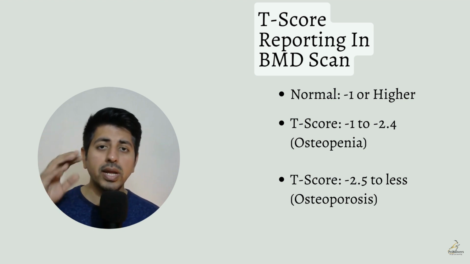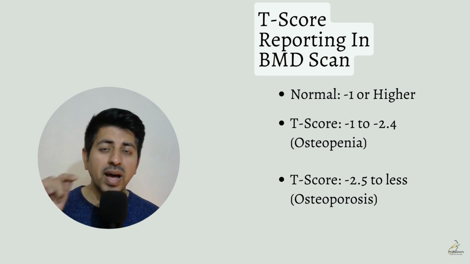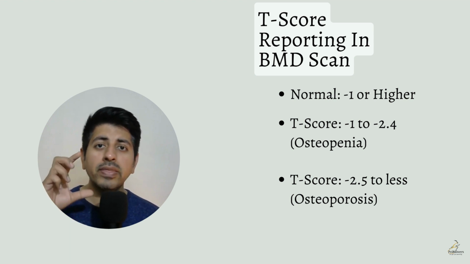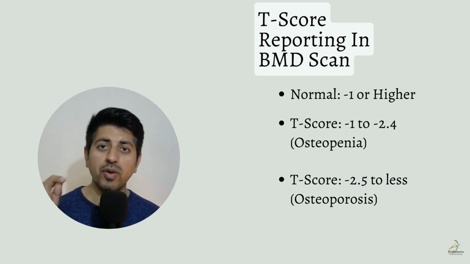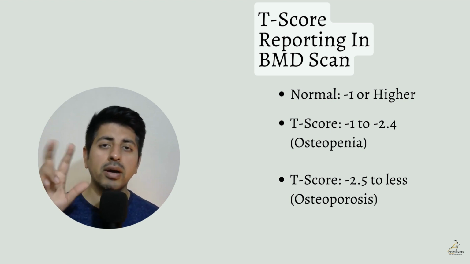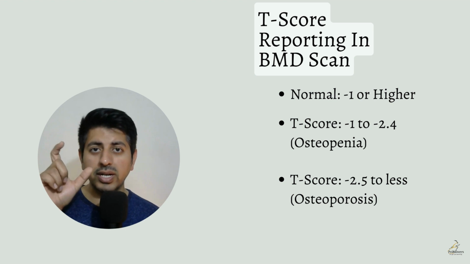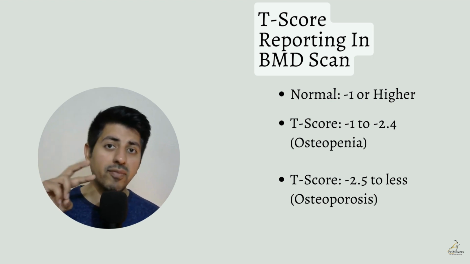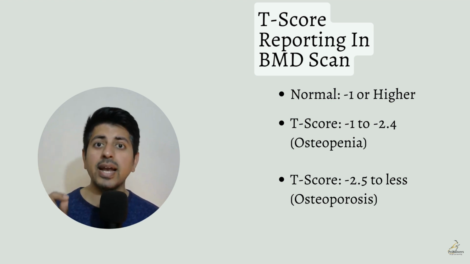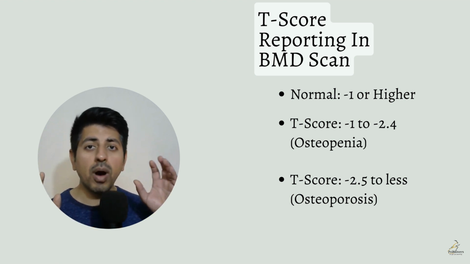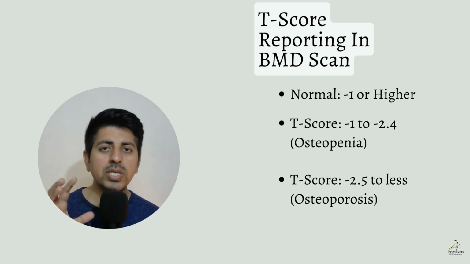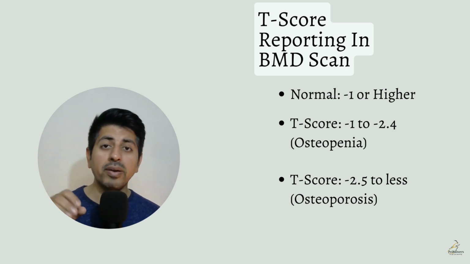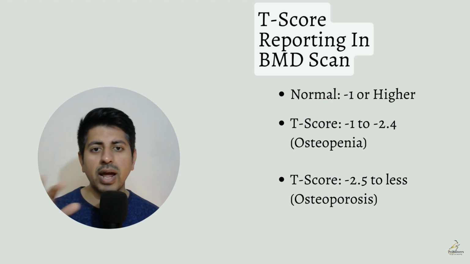If your T-score is -1 or higher, that means your bone health is good. You have normal bone health if the T-score is -1 or higher. The second category is when the T-score is lower than -1 down to -2.4. That means you are in the phase called osteopenia, where the bones are weaker but not to the point that they are really fragile and may fracture anytime.